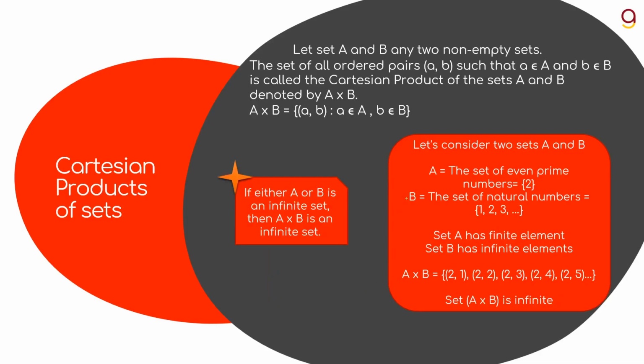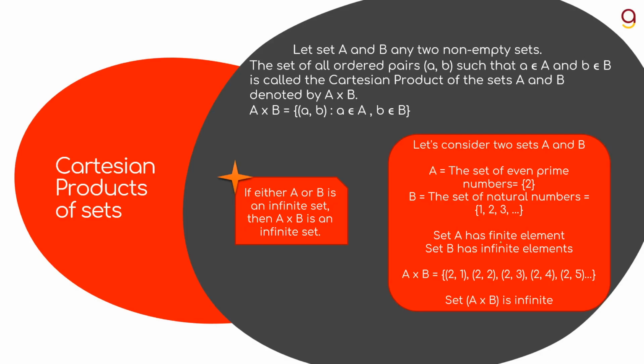Before we wrap up, let me tell you one more thing. What happens to the Cartesian product of two sets when one or both the sets have infinite elements? Let's consider a simple example. We have two sets A and B. A represents the set of even prime numbers and B represents the set of natural numbers. Set A contains only one element, 2, as 2 is the only even prime number, and set B contains an infinite number of elements. Thus, we get a set of infinite ordered pairs.